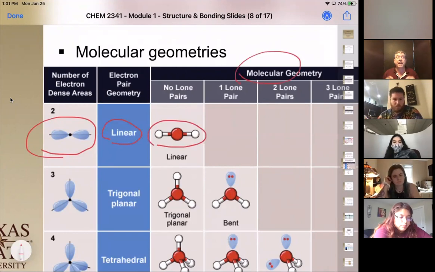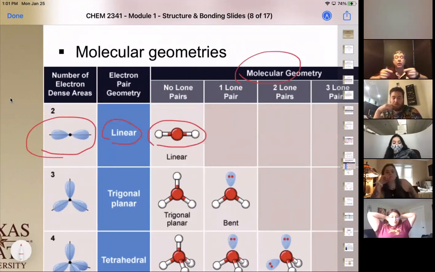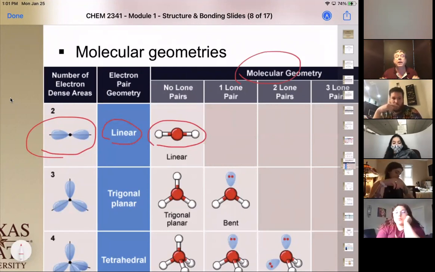Okay, because we have atoms. Okay, we're not talking about just electrons, we're talking about where the atoms are, and the atoms are arranged in a linear fashion. So that's molecular geometry.